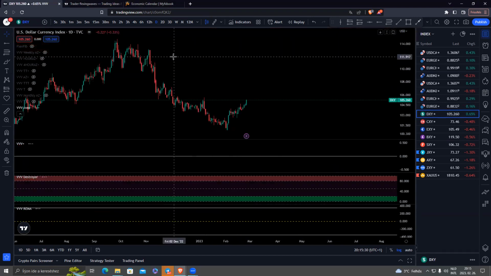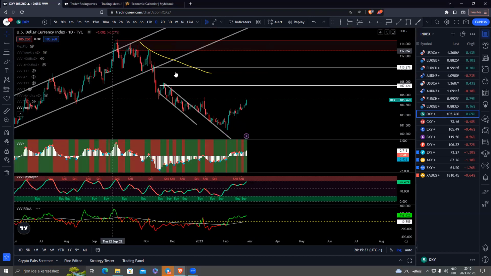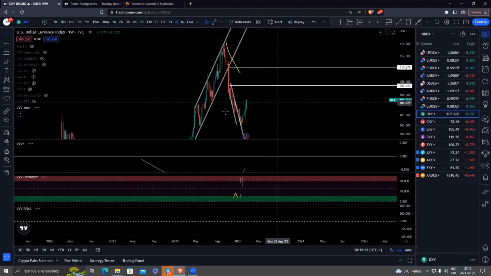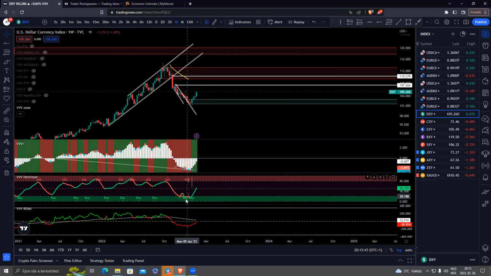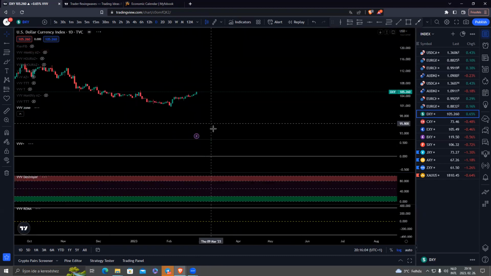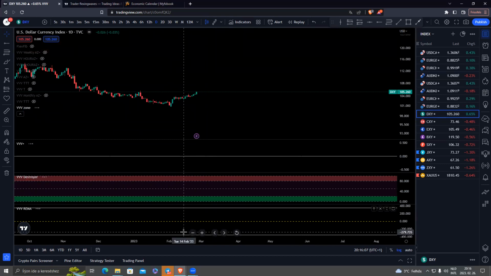The DXY, the DXY is moving. Where was the target zone? Here is the target zone, target one, target two. There is still place to move. And if the price starts next week strong as this, then this will be crossing each other. And here is already crossed.